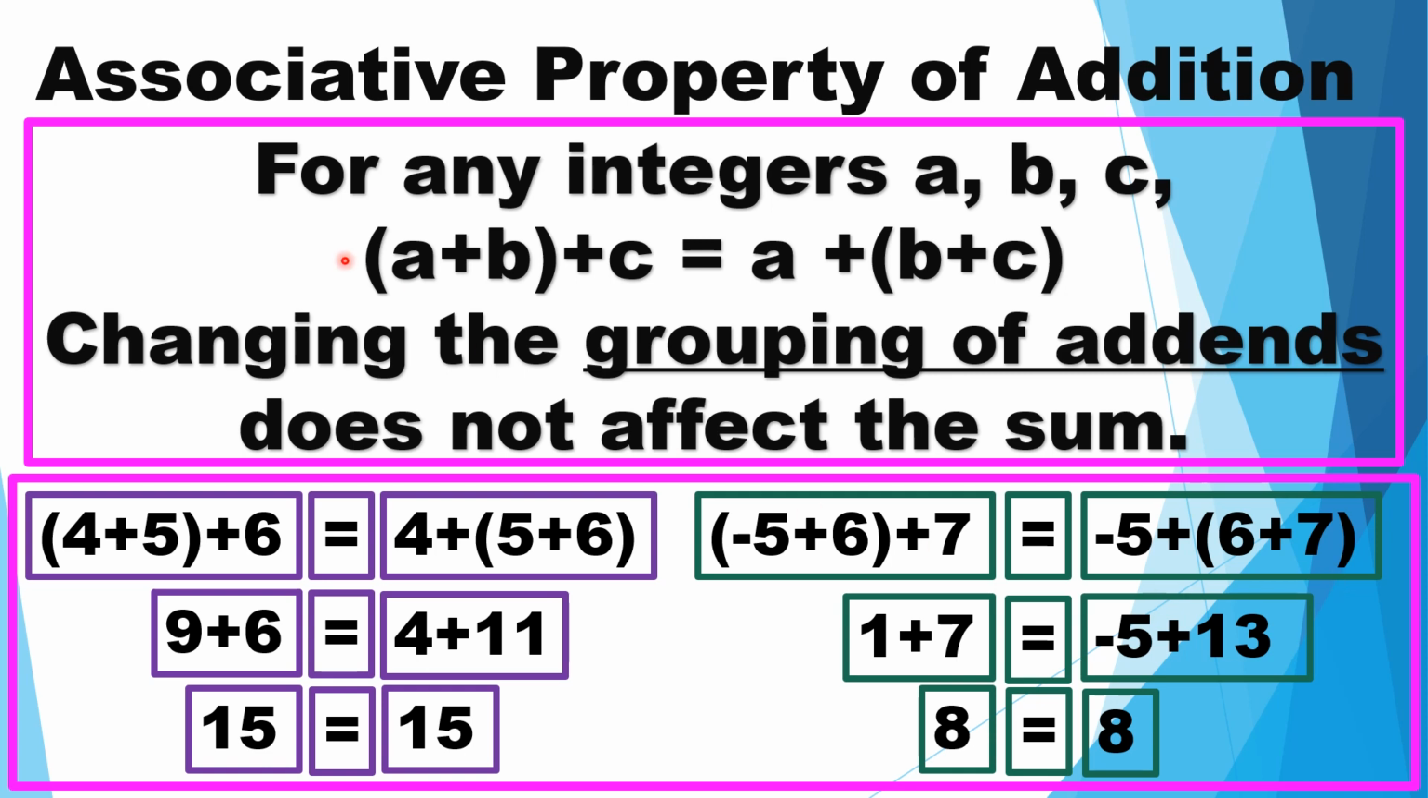So, tandaan, pag associative, it refers to grouping. So, dito yung nakagroup, 4 plus 5 sa left side. Sa right side, 5 plus 6. Pero, yung sum is the same. So, that is associative property of addition. Changing the grouping of addends does not affect the sum.